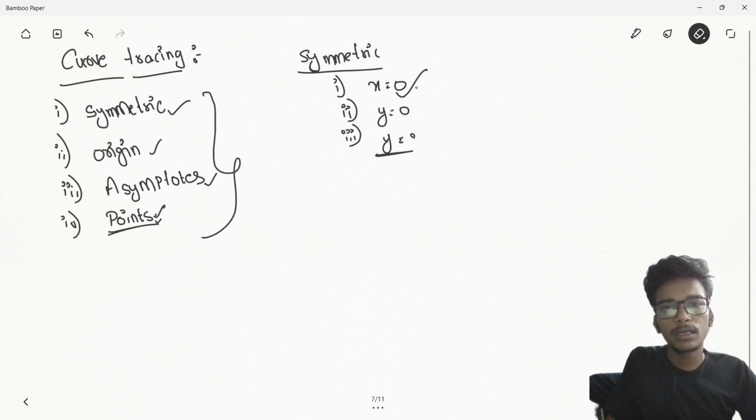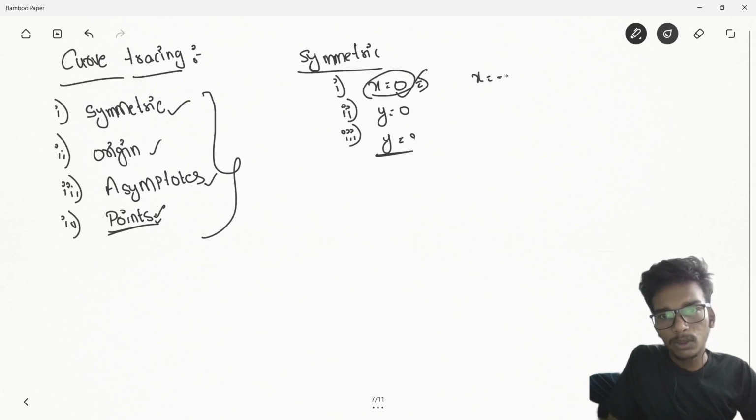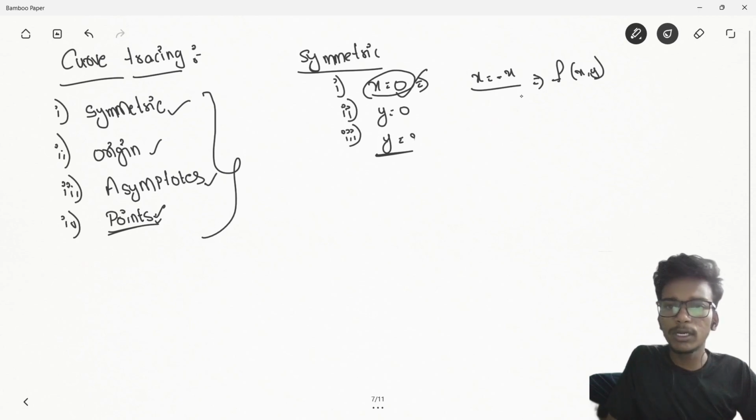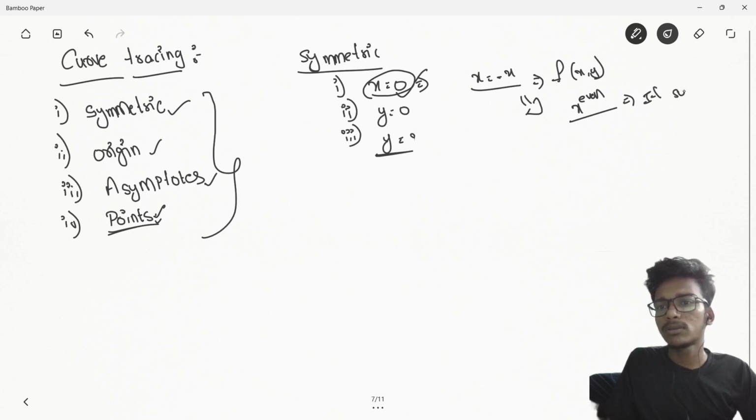If you want to check the symmetry about x equal to 0, that means the y-axis, just put x equal to minus x. And if you get the same function f of x comma y, then we can say that the function is symmetric about the y-axis. The simple trick is, if a function has x variable whose power is even, then we can say that it's symmetric about the y-axis.